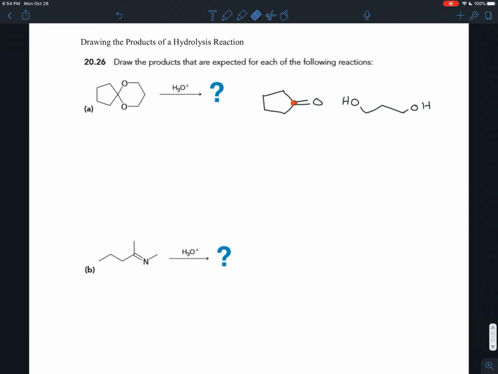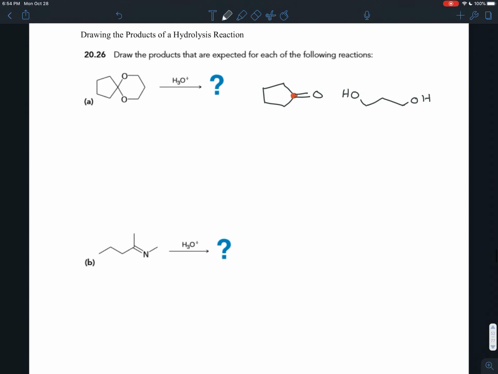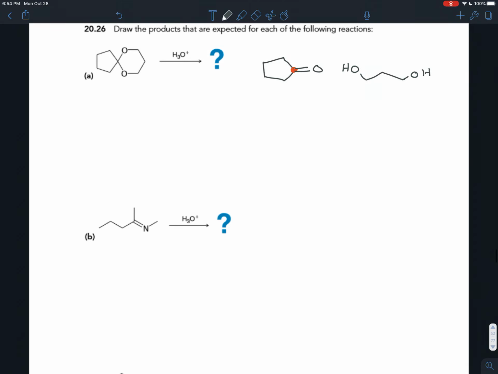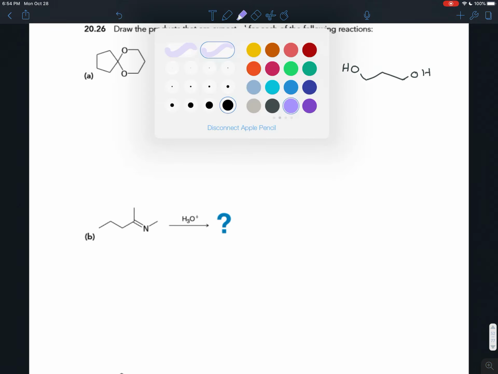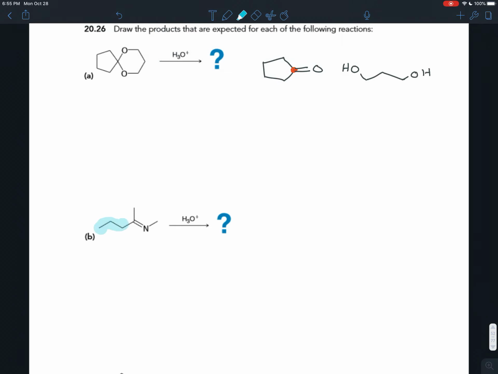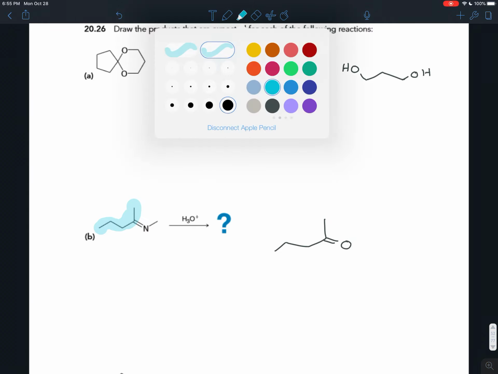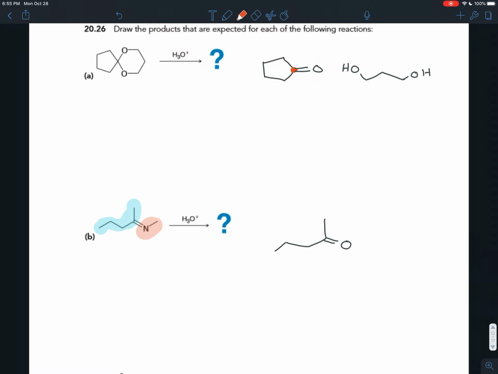B is a similar idea. You're breaking apart an imine. An imine is the nitrogen equivalent of a carbonyl. So you can draw the part of the molecule that has the carbonyl carbon on it, redraw that, and have the double bond, instead of going to the nitrogen, go to an oxygen. And then for the nitrogen part of the molecule, you can redraw that separately.